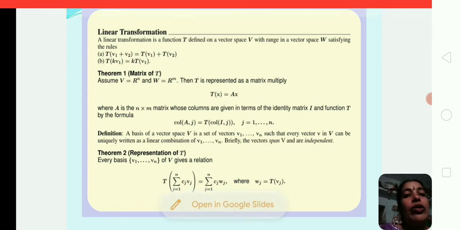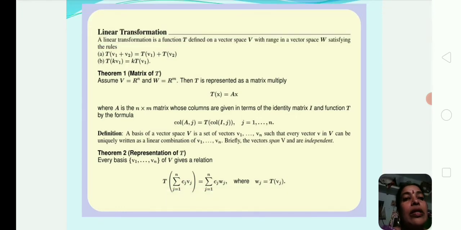Now see the definition. A basis of a vector space V is a set of vectors v1, v2, and so on up to vn, such that every vector v in V can be uniquely written as a linear combination. What is a linear combination? You saw it in vector spaces 1 and vector spaces 2.